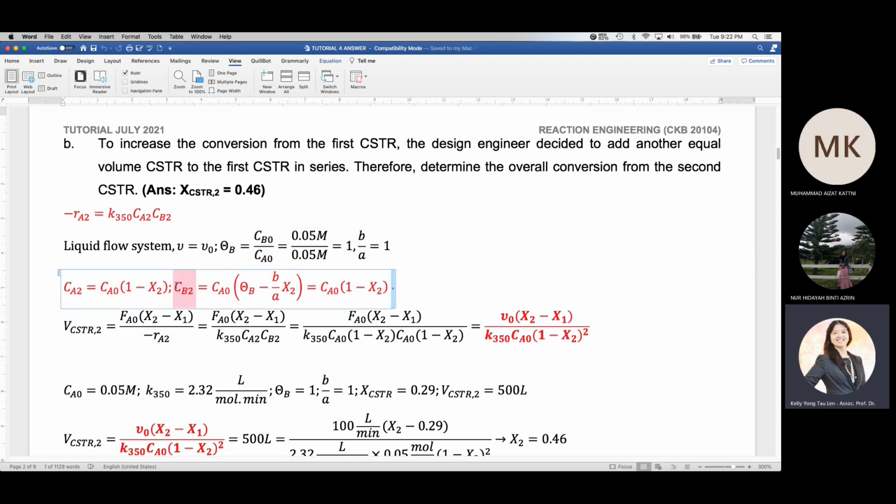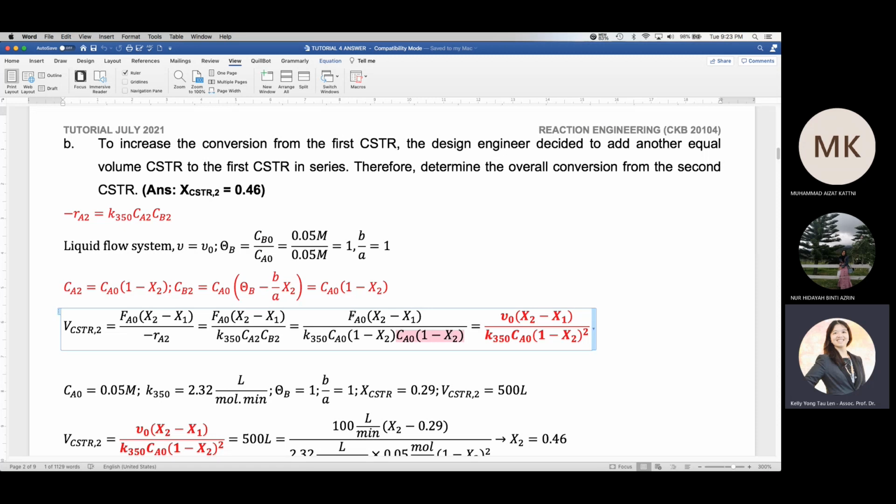So, sekarang CB2 akan menjadi CA0, theta B dah 1, B per A pun 1. So, kalau kamu perasan, dalam case ni, disebabkan theta B is 1 and B per A is 1, CA2 ni sebenarnya sama dengan CB2 dalam case ni. Disebabkan kerana CA0, theta B dan B per A itu adalah 1. Okay, so that we know that, so sekarang kita gantilah CA2 as CA0 in bracket 1 minus X2, as well as CB2 is also CA0 in bracket 1 minus X2. Okay, so after you have done this, next step pula.